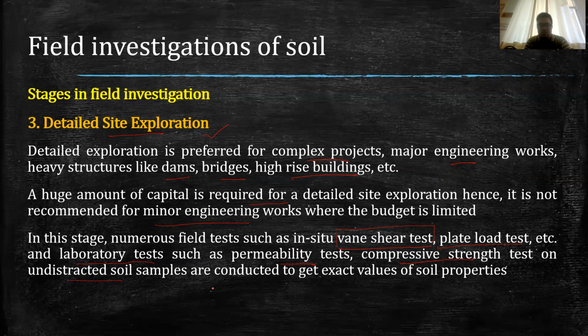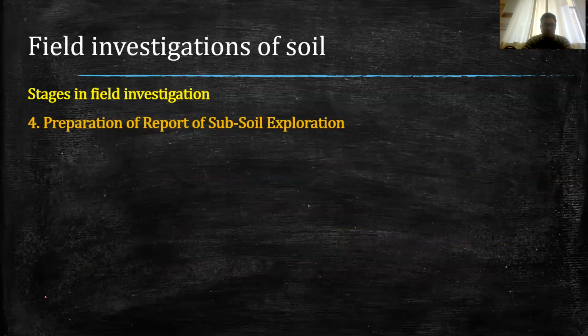So basically, to get the exact or correct value of the soil properties, sometimes we collect undisturbed soil samples, and then we conduct tests on those samples to get the exact value. So that is being done in this detailed site exploration. And then we move to the next stage. So once we conduct all the field tests and all the laboratory tests, it means we get data for the soil.